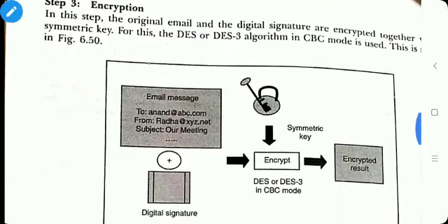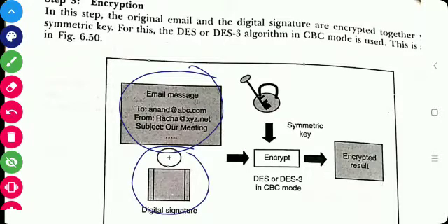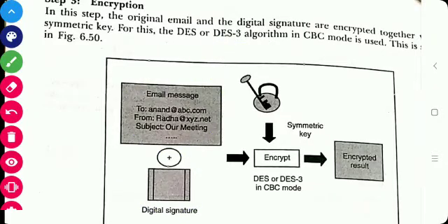Then the third step is encryption. Here the original email message as well as the digital signature is encrypted in this step. Here the DES or DES3 algorithm is used for the encryption.